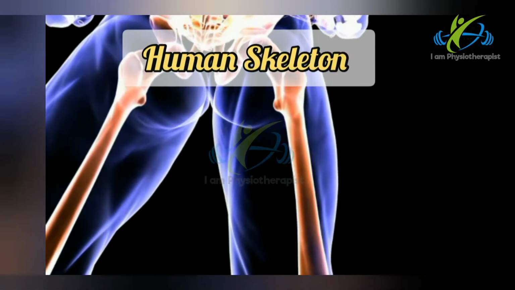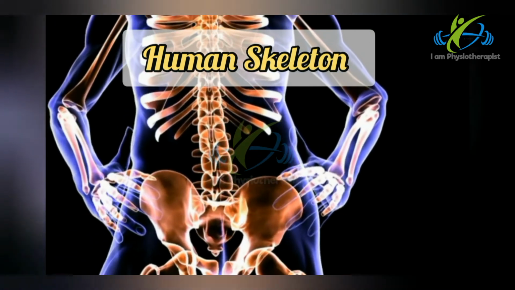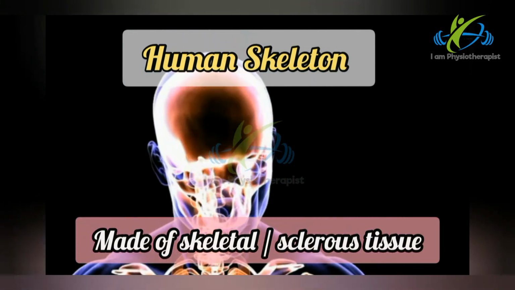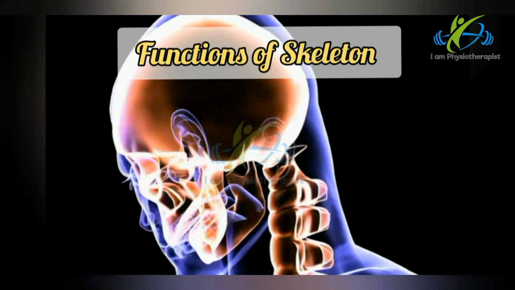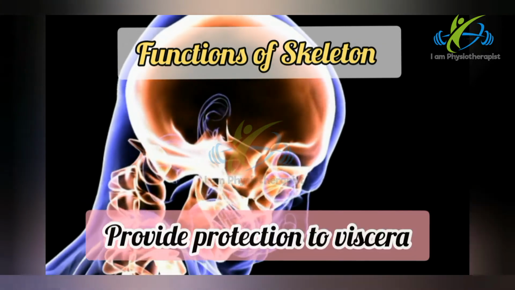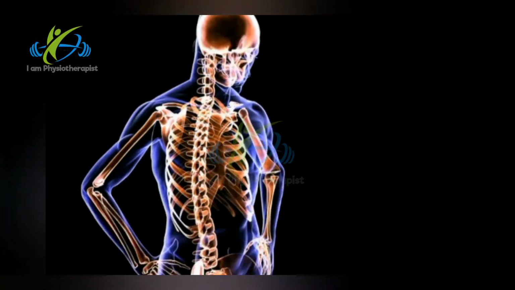The skeleton of the body is composed of cartilage and bones. Bones and cartilage are made of specialized connective tissues, which are called skeletal or sclerous tissue. It forms the main supporting framework of the body. The other functions of the skeleton include: it provides protection to viscera and provides leverage for body movement.